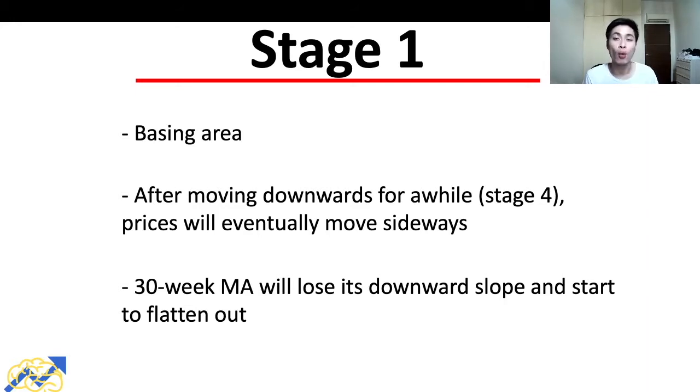After moving downwards for a while in stage 4, prices will eventually move sideways. And as prices start to move sideways, its 30-week moving average will start to lose its downward slope and start to flatten out. These are the 2 characteristics to pay attention to in a stage 1 market cycle. To identify a stage 1 on our price chart, we want to see prices moving sideways after a decline. And after prices have been moving sideways for a while, we also want to see the 30-week moving average move from its downward slope in stage 4 to a more gradual and flattened slope in stage 1.